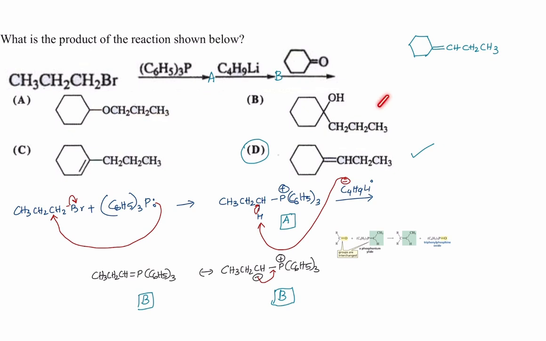In the Wittig reaction, we are not forming an alcohol, we are not forming an ether. Instead, we are forming an alkene. So between these two alkenes, this is the right structure because we have the double bond in the right place. The double bond is going to stay in place.